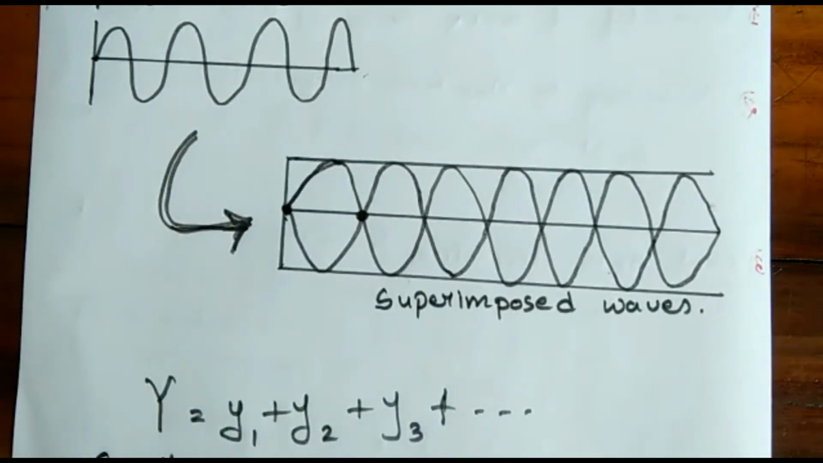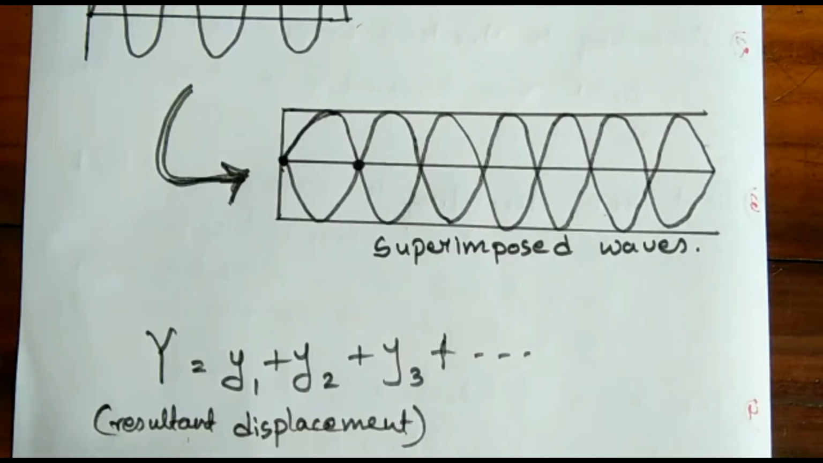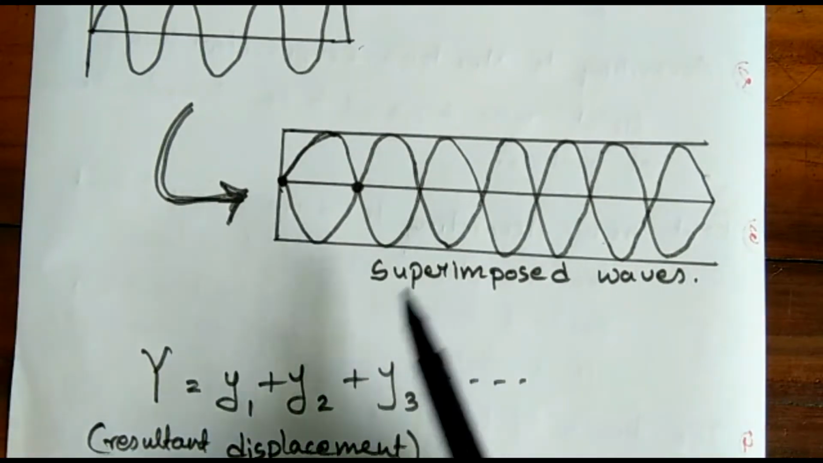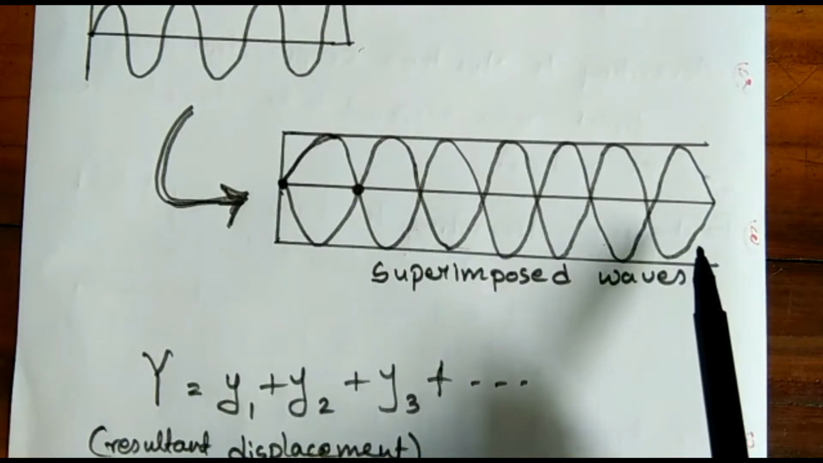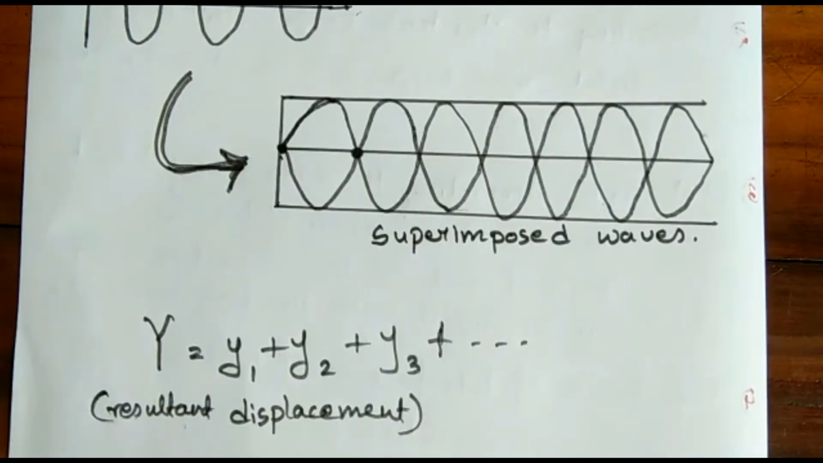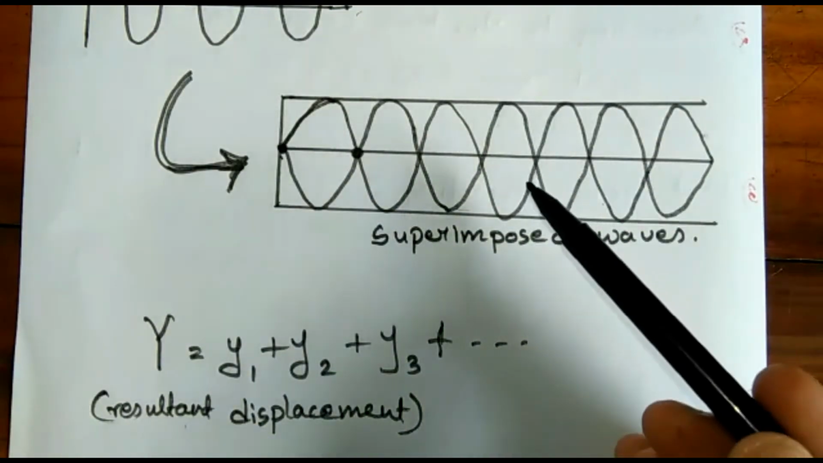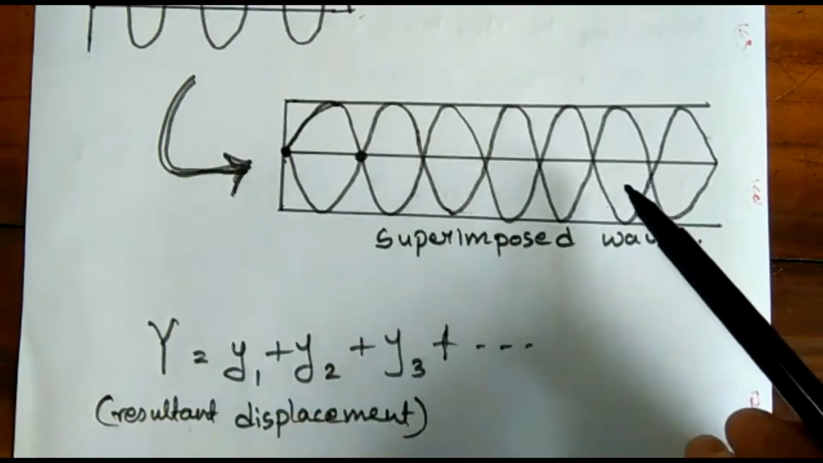And then for each and every wave at their displacement point, we consider them as y1, y2, y3 and so on. So we can write the resultant displacement capital Y is equal to y1 plus y2 plus y3 and so on, because resultant displacement is the sum of all the waves superimposed in the single medium. So this is how displacement of waves is called to be superposition principle.